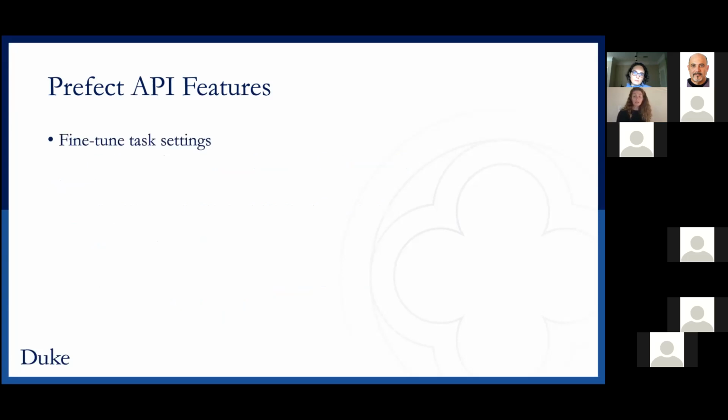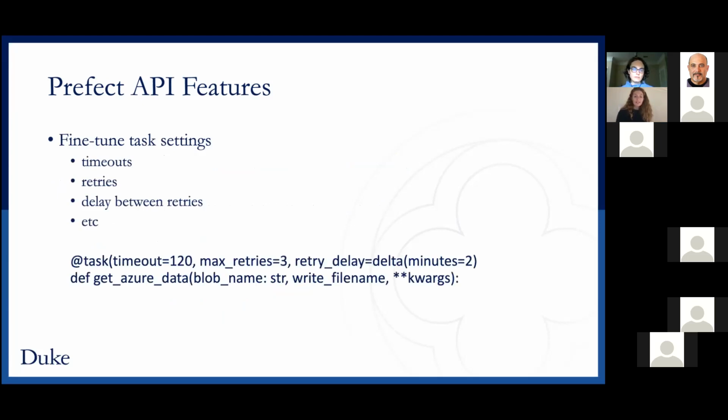You can also fine-tune task settings. There are lots of ways to do this. You can use timeouts, retries, you can add delays between retries. As an example of doing this, you can see that I've got my get Azure data task. I've given it the @task wrapper, and I have passed a bunch of parameters into the task wrapper to, again, fine tune those settings for this particular task. I've set a 2-minute timeout on the task. I've given it 3 retries and a delay between retries of 2 minutes. And it looks like I've missed a parenthesis, so apologies.